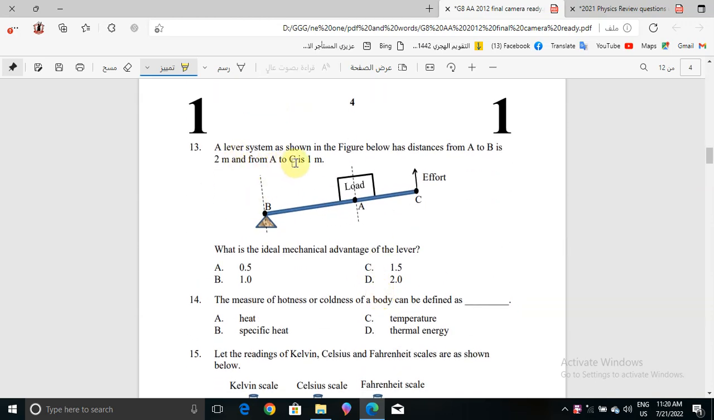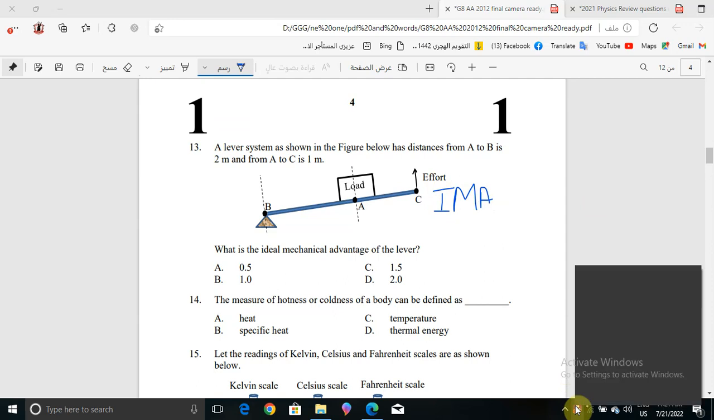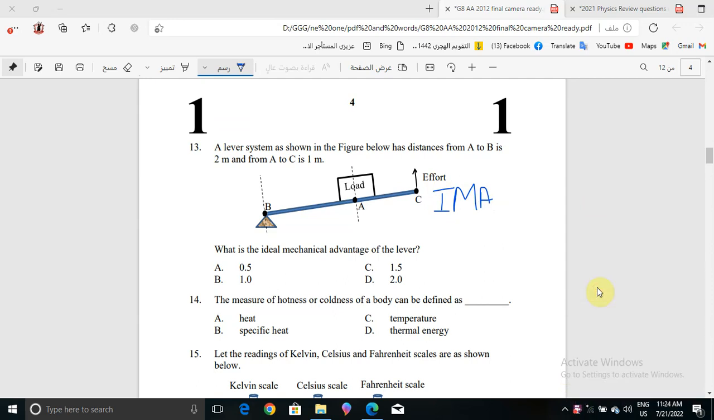Here we have a lever system, as shown in the figure below, where the distance from A to B is 2 meters and from A to C is 1 meter. What is the ideal mechanical advantage of the lever? So what we will do here is use the velocity ratio. Why? Because the ideal mechanical advantage is equal to the velocity ratio, right? So we want to find the velocity ratio, because velocity ratio is equal to the distance of effort over the distance of load.